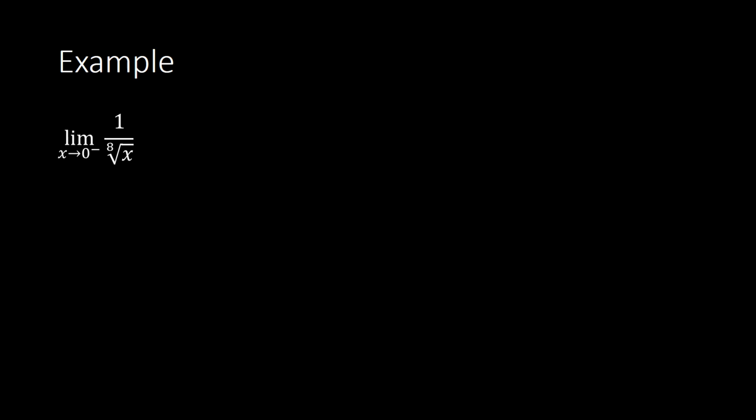Next one, we've got the limit of 1 over the 8th root of x as x approaches 0 coming from the left side. This is even, and this is coming from the left side. Automatically, this will now be a positive infinity.